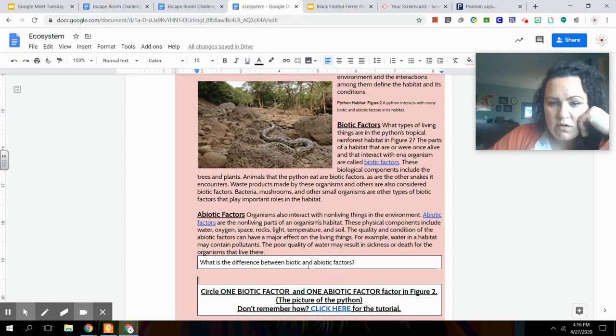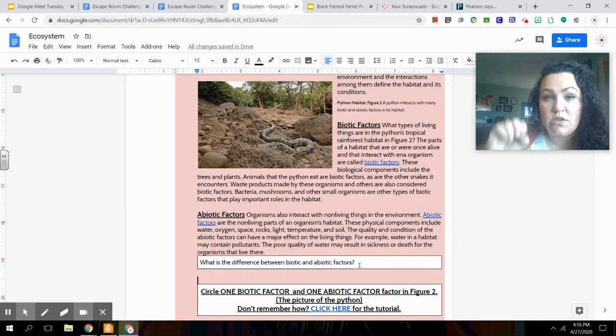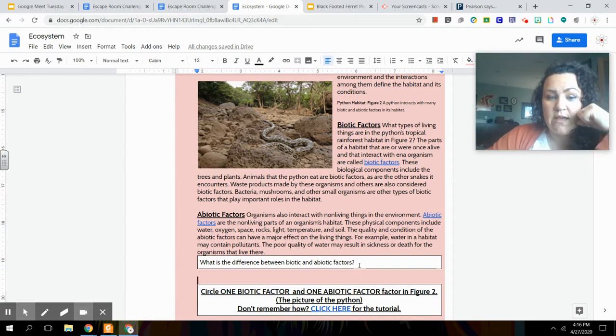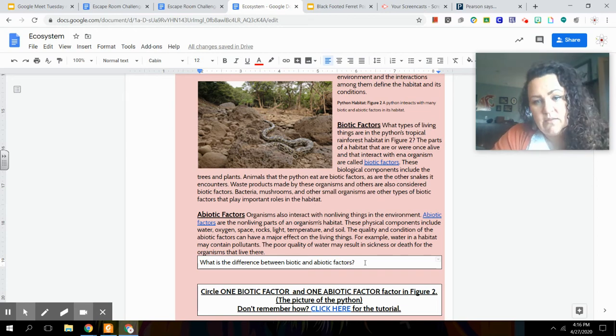If you notice, there are some changes happening here. These white boxes are a cue to you. This is a question you have to answer, not just read, but type in an answer for me. It says, what is the difference between biotic and abiotic factors? Well, you put your cursor in there and you start typing. The difference between biotic and abiotic factors is, and finish the thought. Please use complete sentences and restate those questions. You can do those simple tasks.